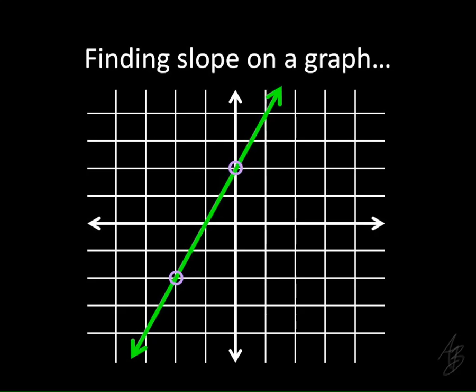And I need to be careful about the points that I pick. I can't just pick any points. For example, I wouldn't want to pick this point right here. Why would this point right here be a bad choice? Because it's not on the line. On what line? There's a lot of lines up there. Yeah, it is on the line. It's on the green line that we want to find the slope of. It's not on the grid lines, right?